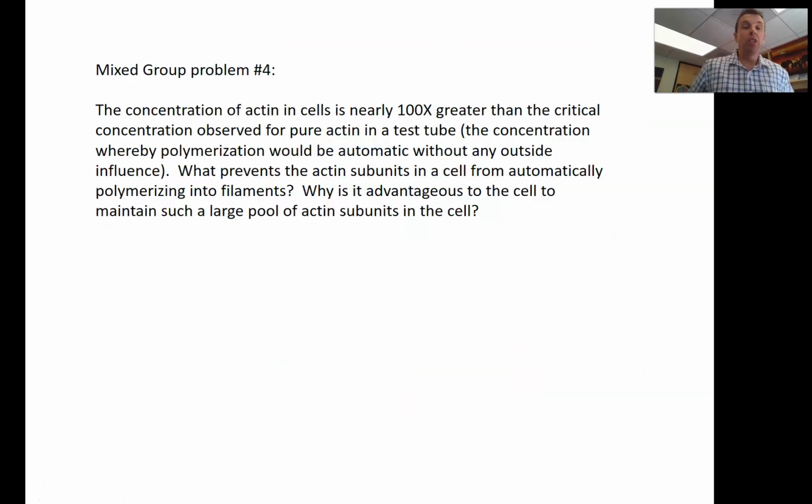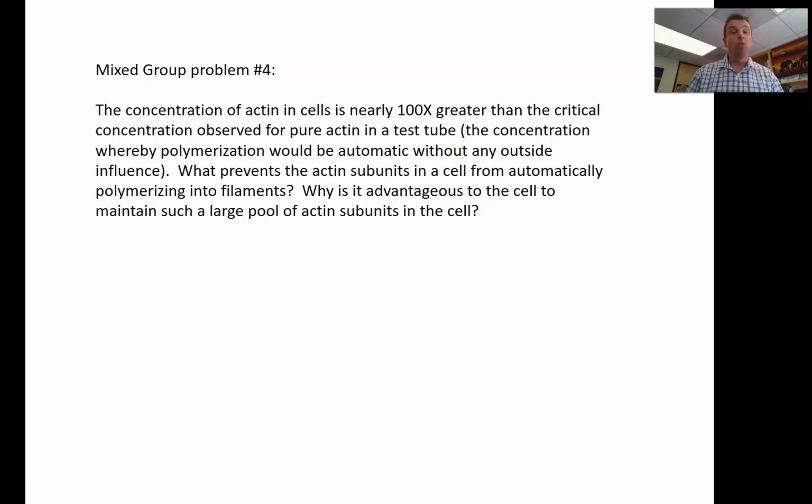All right, so the first thing I want you to think about is mixed group problem 4, actually. And so we'll have this as part of the Edpuzzle questions. So the concentration of actin in cells is nearly 100 times greater than the critical concentration observed for pure actin in a test tube. All right, so the critical concentration is the concentration whereby polymerization is automatic without any outside influence. So in other words, the critical concentration is the amount of monomers that you need in order to get polymerization. Right? So the concentration of actin in the cells is 100 times greater than what the cell actually needs, really, or at least what needs to be there in a test tube to get polymerization.